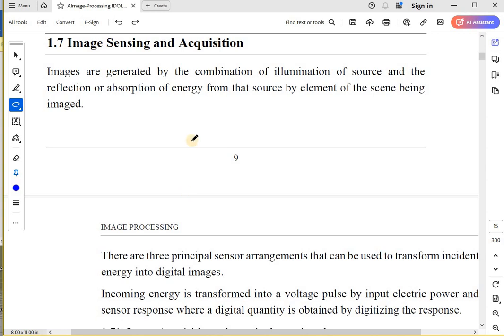So now we are going to start with image sensing and acquisition. So basically images, आपको image में क्या दिखता है? It is a combination of two things. One, it is a combination of the source of illumination that you have, कि वहाँ का lighting कैसा है, okay? And the reflection or absorption of the energy from that source by the element of the scene that is being imaged. So I'll tell this to you in a very simple set of words.